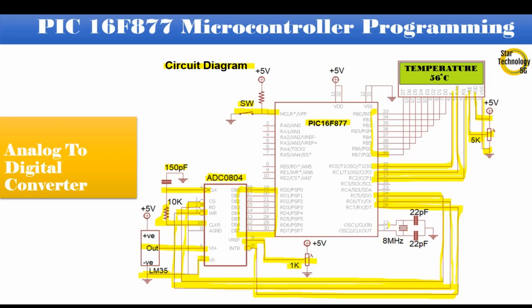Pin numbers 13 and 14 are interfaced with an 8 MHz crystal, and 22 pF capacitors are connected with the crystal. Pin numbers 11 and 32 are connected with positive 5 volts. Pin numbers 12 and 31 are connected with ground. Let's draw this circuit in Proteus.